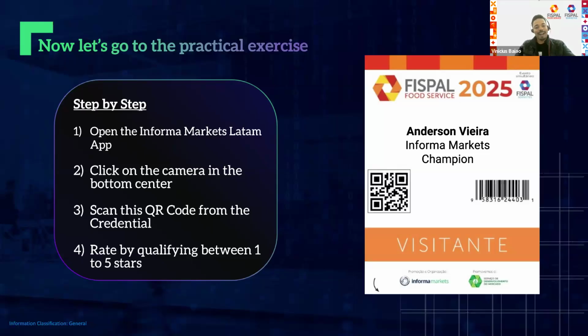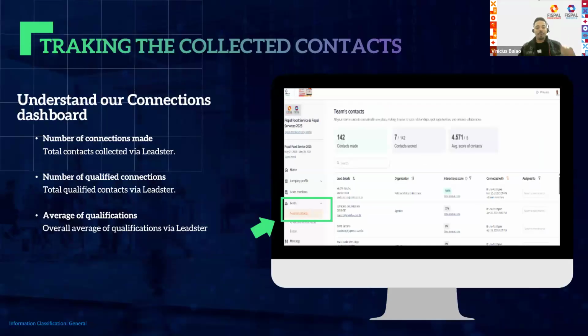So let's keep following. I hope you have all done the practical exercise to understand that it's very simple to collect the leads with Leadster during the event. So how do you track the collected contacts? You need to first understand your connection dashboard. In this connection dashboard, you have a lot of very good information. You have the number of connections made. The connections made are the leads collected, and also the connections that were made in the digital platform. So you can see this number.